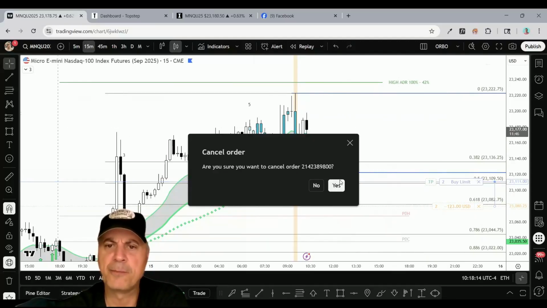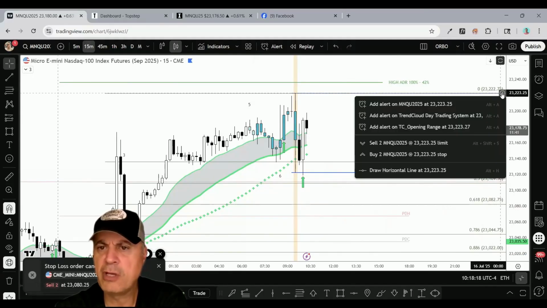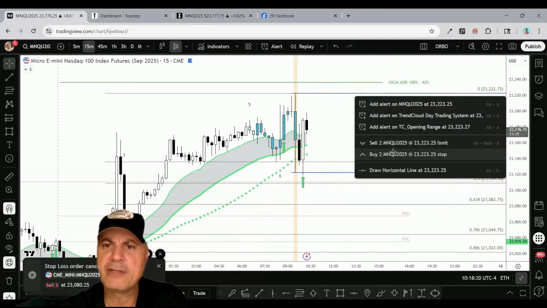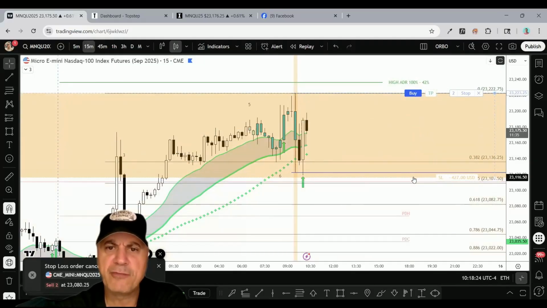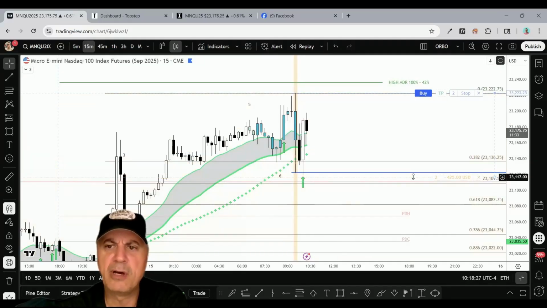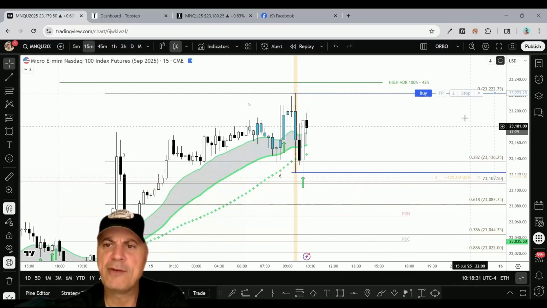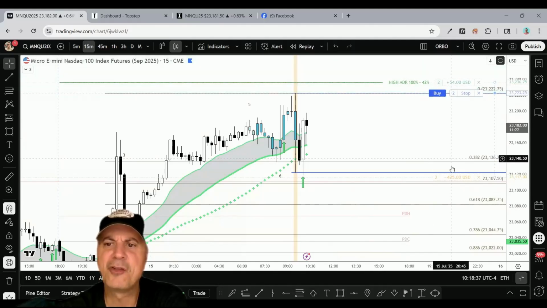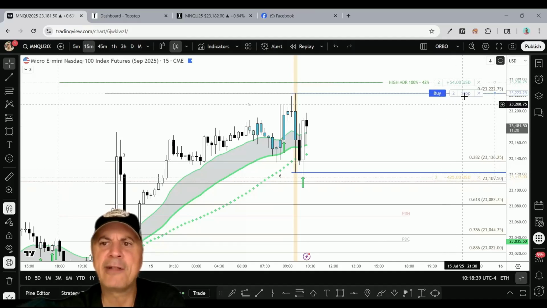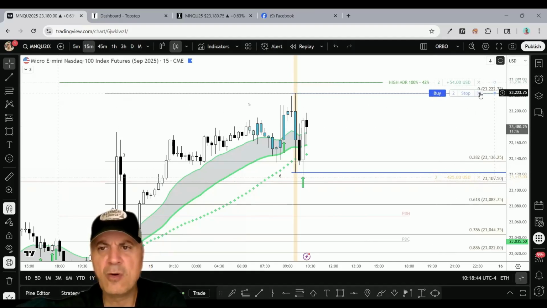Here, let me get rid of this. Here's what that would have looked like. Here's your entry. Okay, let's say we buy 2 contracts. Your stop loss would have to go right here, right below the opening range and below this candle. That's $425 for 2 contracts. And look where your target is. Boop, right there. You're going to risk $425 to make 54 bucks? No way. No way, no how.